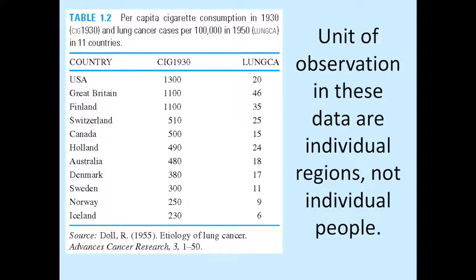Moving on. Once again, it doesn't necessarily have to be at an individual level. Here they're not individuals, these are regions. So here we have countries, and this is based on cigarette consumption in 1930, and then lung cancer deaths per 100,000 in 1950. So here you have the countries instead of individual people. This is just showing you another way that you can display the data.